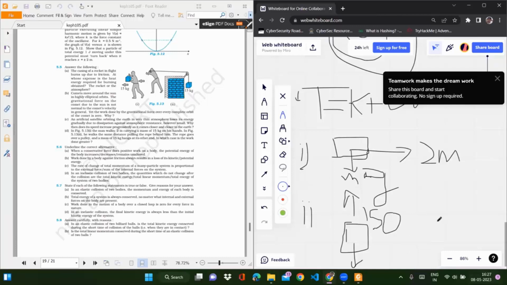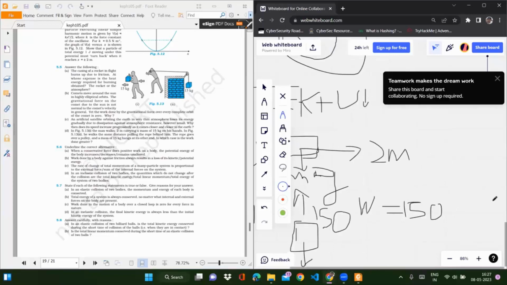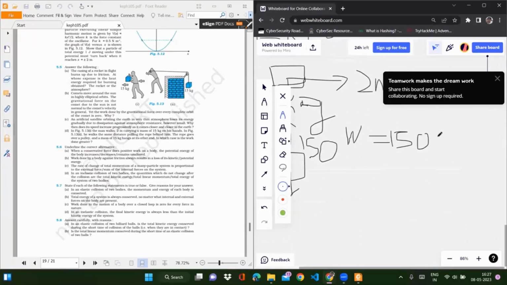If there is no acceleration, we consider 150 Newton downward and 150 Newton upward. So for 2 meters of vertical displacement, the work done will be the force 150 Newton times the displacement 2, which is 300 joules. So definitely in the second case, more work is done.